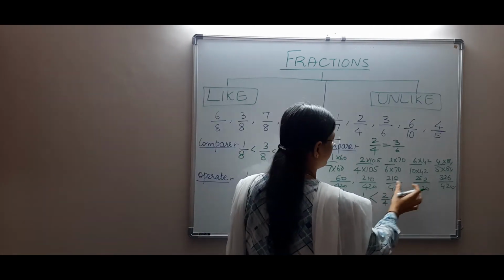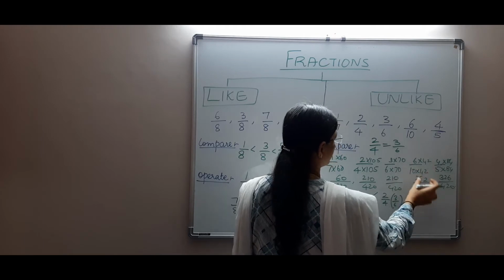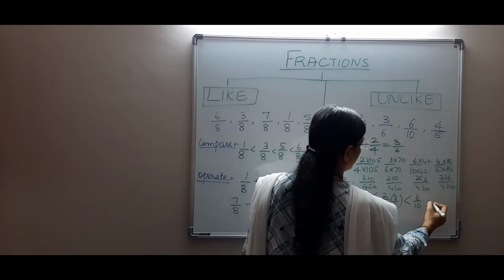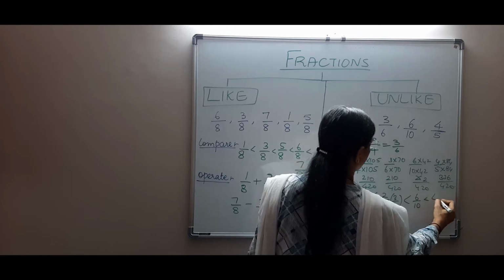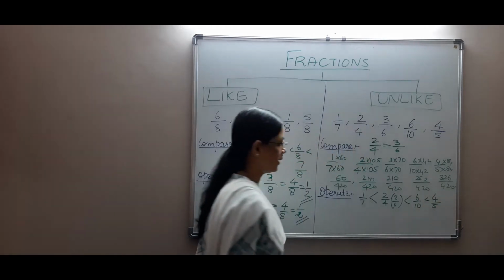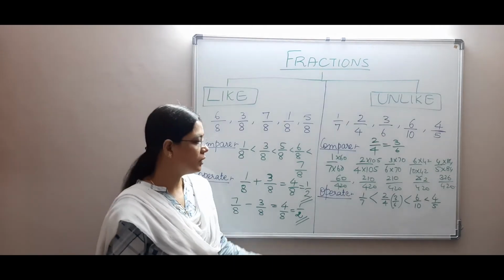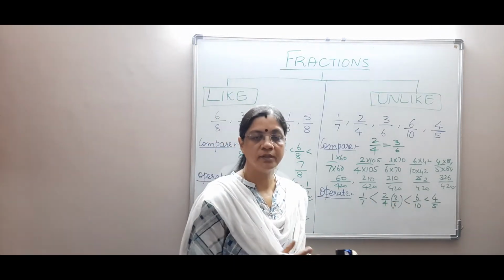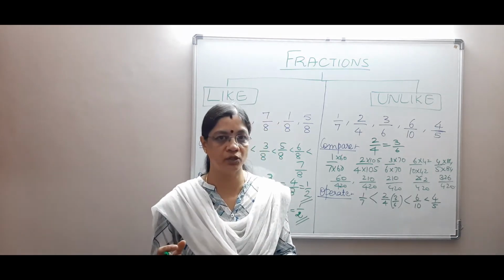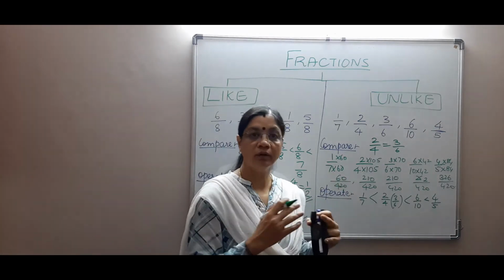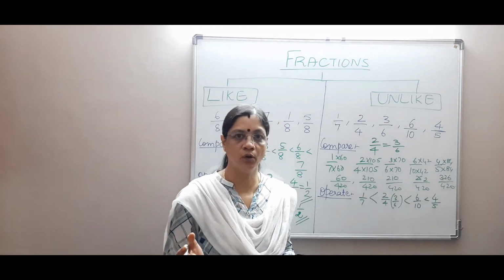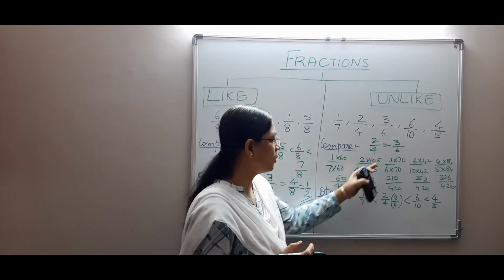So the next one after 210, it is 252. What is 252? 6 by 10. So it is less than 6 by 10. And 336 is the larger one. So 4 by 5 is the largest. So likewise, I compare. So how do we compare unlike fractions? By making all the denominators the same. How do we make all the denominators equal? By finding the LCM of all the denominators. Okay. So that is how we compare.